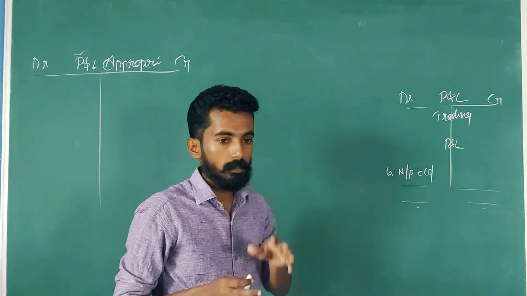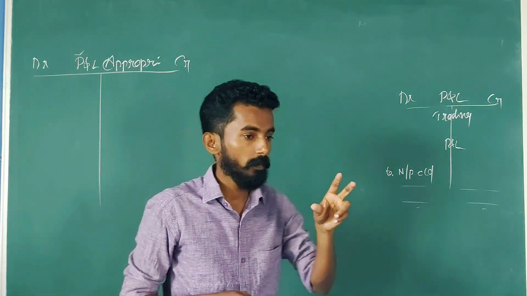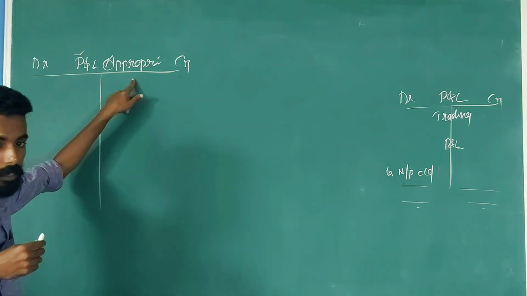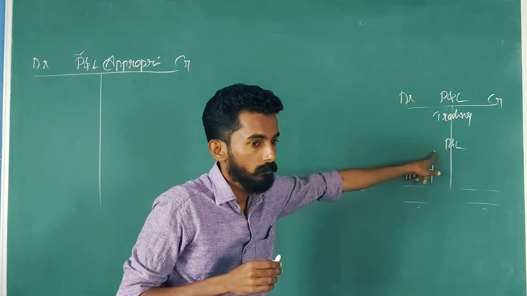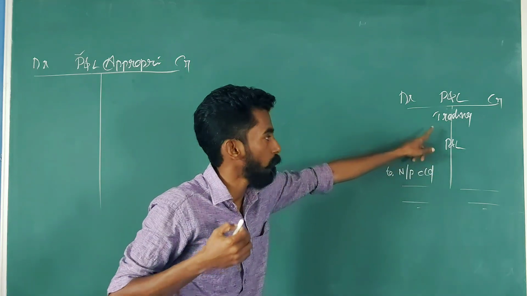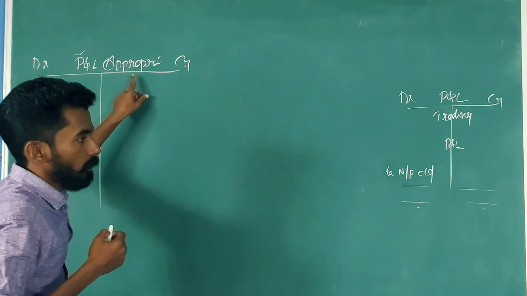So today onwards, we are going to discuss just the next topic, that is profit and loss appropriation account. It's an extension of profit and loss account. We are going to extend this profit and loss account. Extension of profit and loss account is called profit and loss appropriation account.